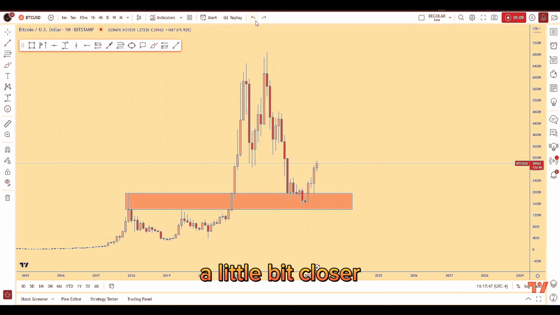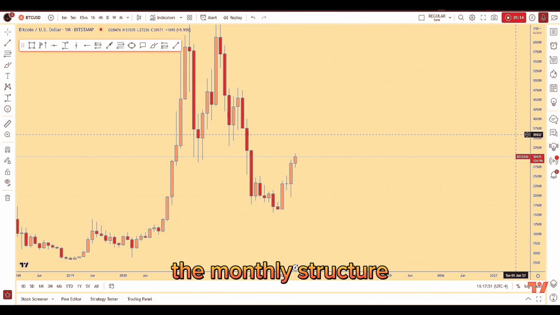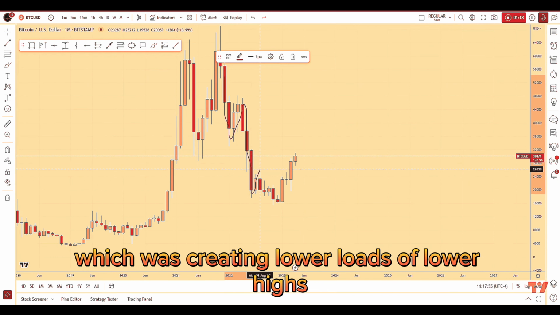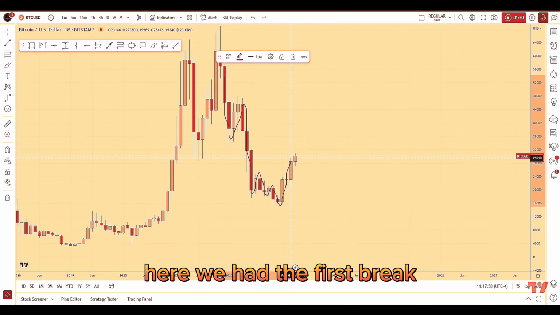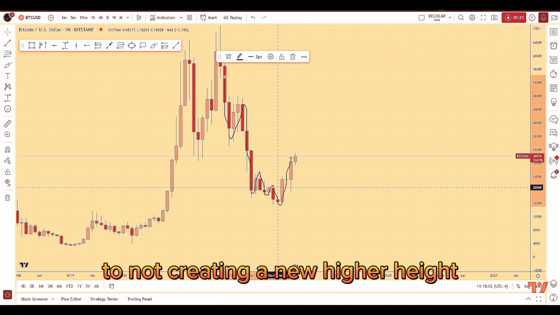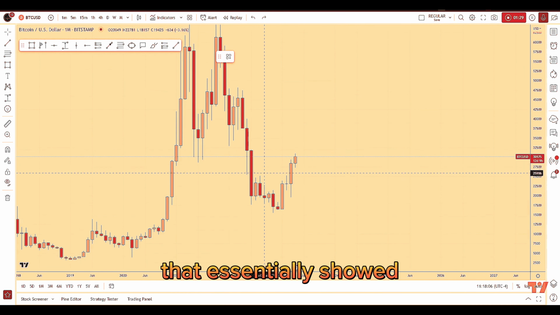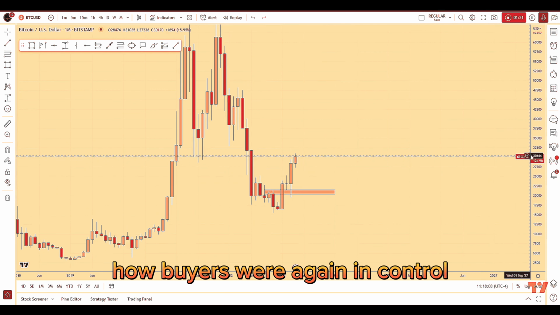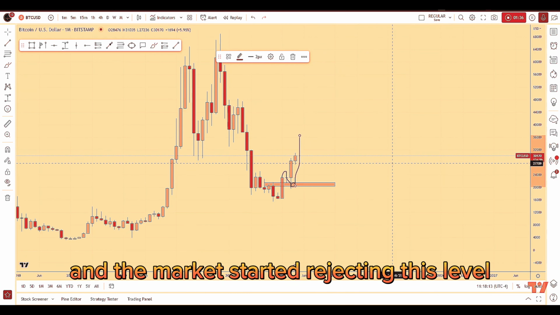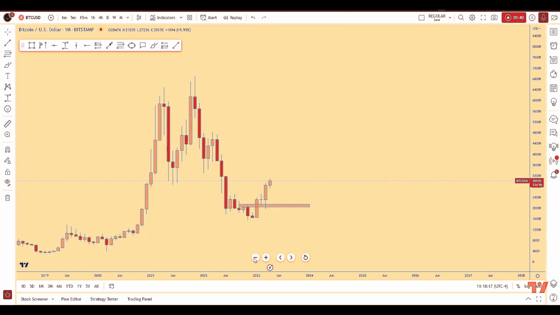Now, if we look a little bit closer, we can see how the market has now broken the monthly structure to the upside. In fact, we were having a market which was creating lower lows and lower highs. Here, we had the first break from creating lower lows and lower highs to now creating a new higher high after the break above this previous high. And at that point, that essentially showed how buyers were again in control. So after a break, we had the retest exactly here, and the market started rejecting this level to the upside. And from here, more bullish price action could be expected.